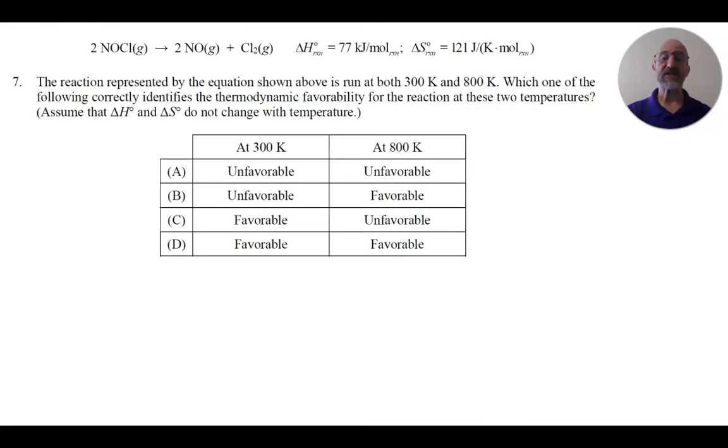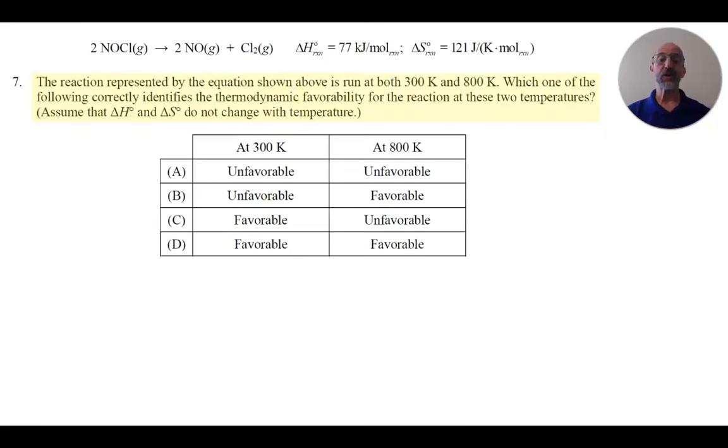This is question 7. In question 7, we are given a balanced chemical equation, and we are also given the value of delta H for this reaction, as well as the value of delta S for this reaction. The question says, the reaction represented by the equation shown above is run at both 300 Kelvin and 800 Kelvin. Which one of the following correctly identifies the thermodynamic favorability for the reaction at these two temperatures? Assume that the values of delta H and delta S do not change with temperature.